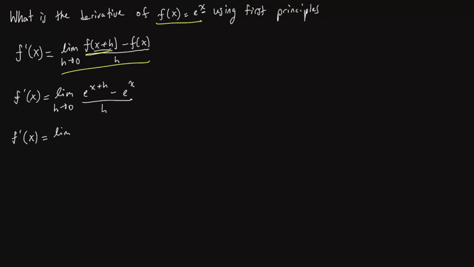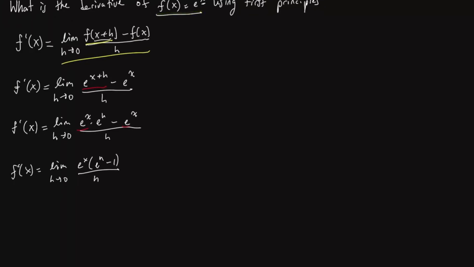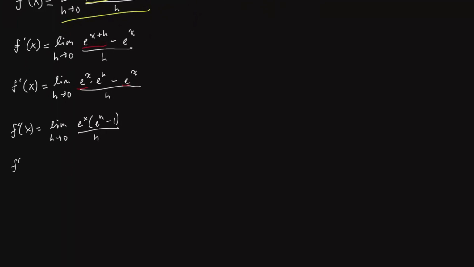Then we're going to try to split up this one into e to the x times e to the h minus e to the x, all over h. Now we have e to the x in both terms, so we can factor it out. e to the x times e to the h minus 1 over h. Next, e to the x isn't affected by this, so we can just take it out of the limit entirely.